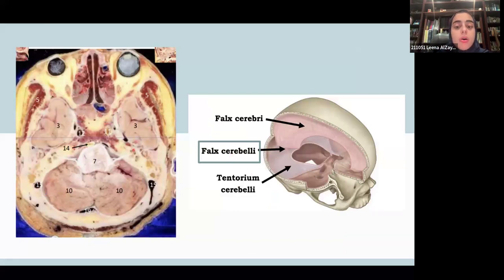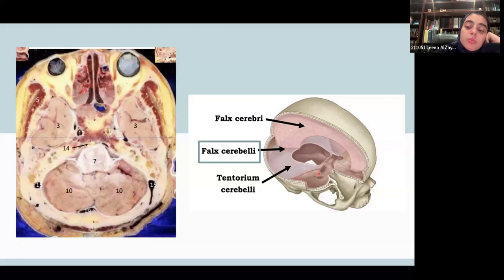Then we have the concept of the dura that I mentioned. I said that over here we separate the cerebellum with the dura mater called the falx cerebelli, and this is where it is. It's kind of this dark area over here. This is falx cerebri, which separates the two hemispheres. This is falx cerebelli, separating the two hemispheres of the cerebellum. And then we have the tentorium cerebelli, separating the cerebellum from the cerebral hemisphere.